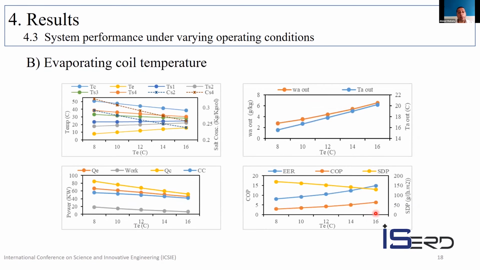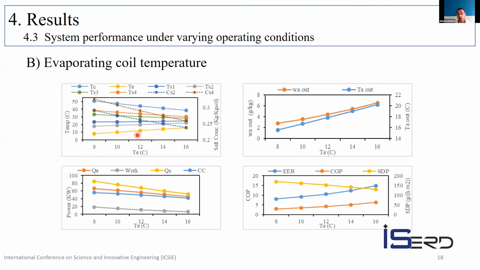The second and final parameter is the evaporating coil temperature. Of course, we use the heat pump so we can control the temperature. And as we decrease the temperature of the coil from 16 to 8 degrees, system temperatures inside the cycle increase and the salt concentration, the dotted lines, increased.